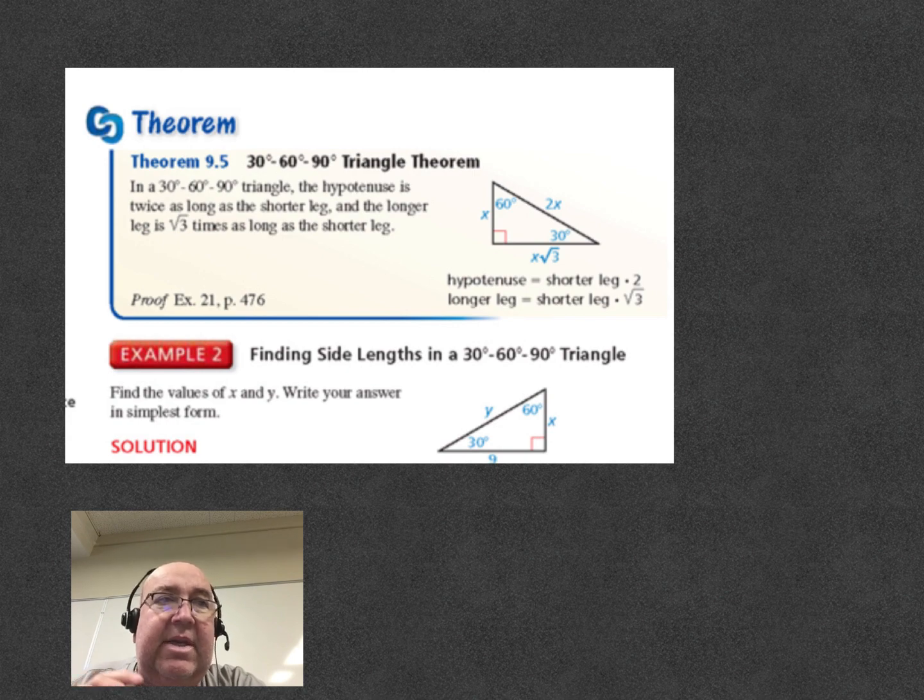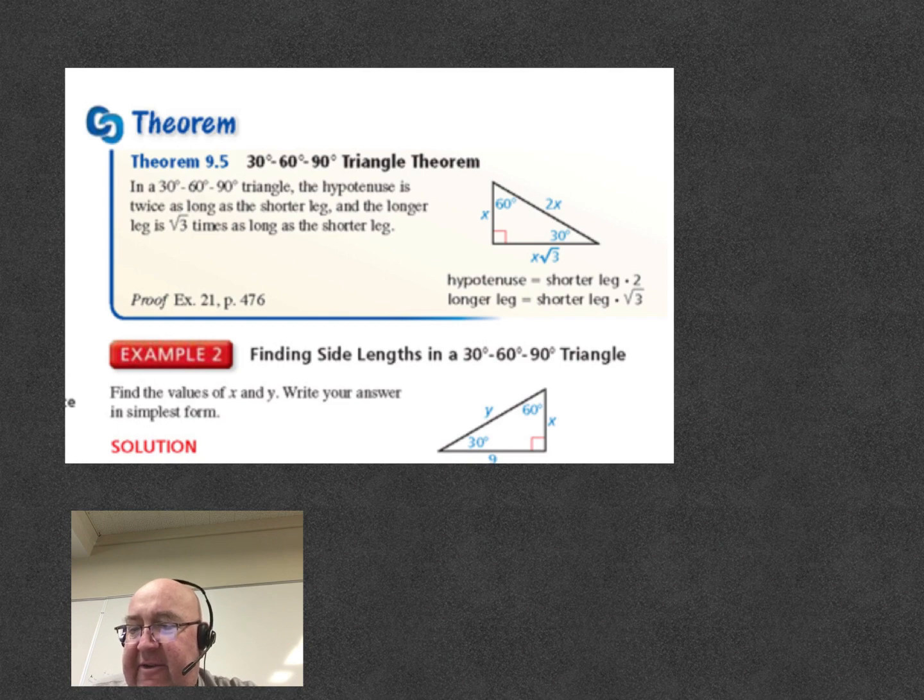So now we're going to look at the second type of special triangle, which is a 30, 60, 90 right triangle. The rule is the hypotenuse is 2 times the shorter leg, and the longer leg is the shorter leg times the square root of 3. So here we have the longer leg is 9, and x is the shorter leg.